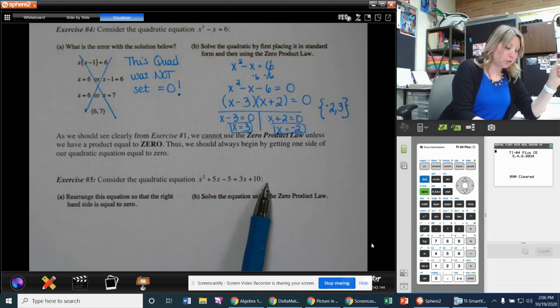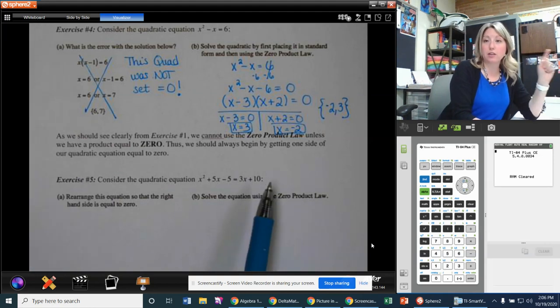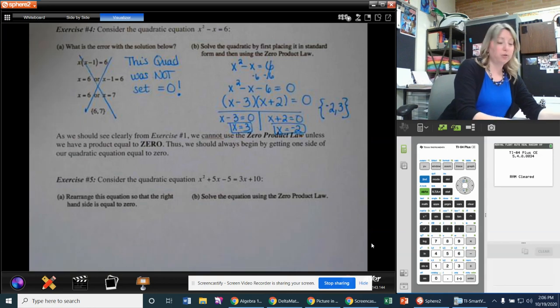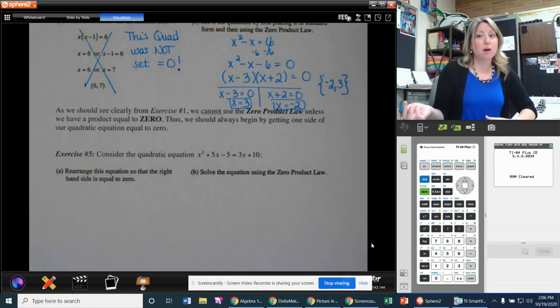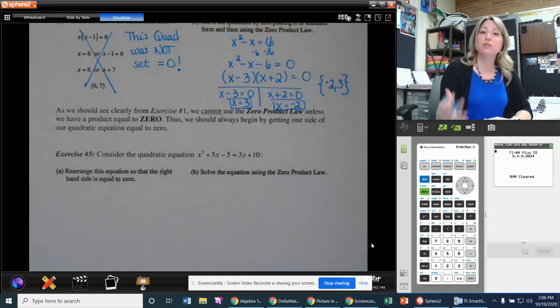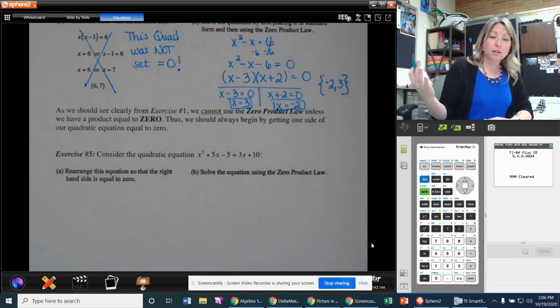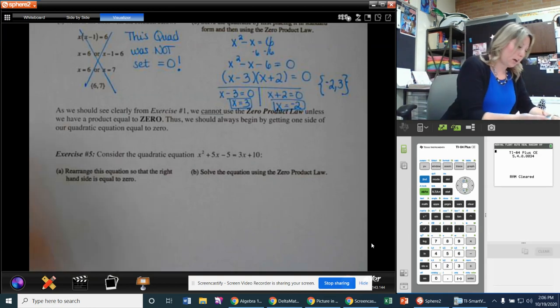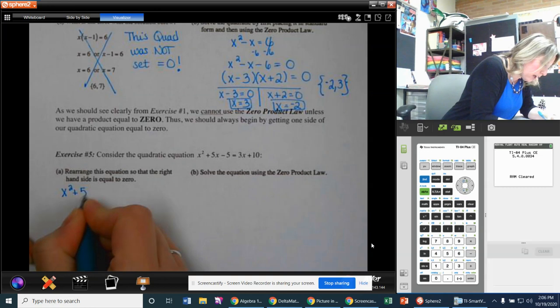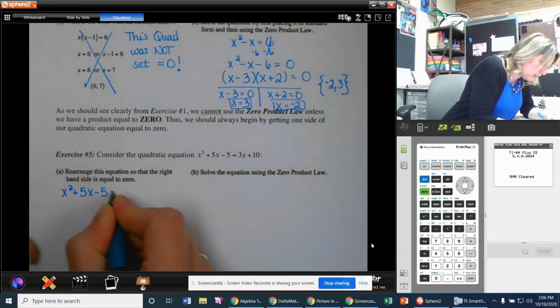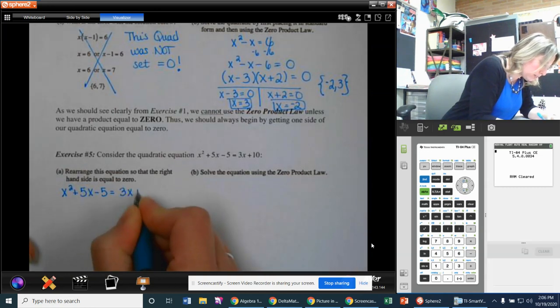So first thing we'll do is get one side equal to 0. Now, I know you've heard me say this a bunch of times, and if you're one of my Algebra 1s that is now in math analysis, you have heard me say this 500 times. If your x squared is already positive, get everything to be with the x squared. So x squared plus 5x minus 5 equals 3x plus 10.